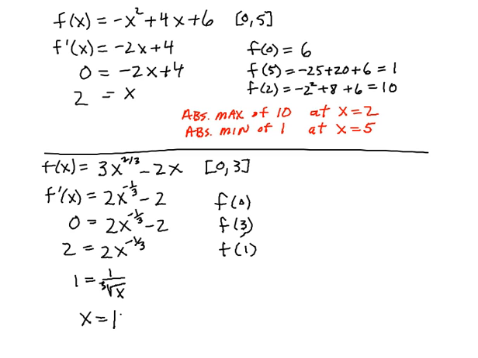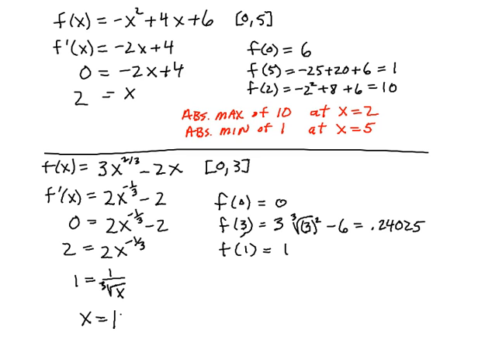So looking at my endpoints as I did before in the other example, and also making sure that I look at the functional value at 1, I will get f of 0 is 0, f of 3 is 3 cube root of 3 squared minus 6, and that turns out to be 0.24025, and then f of 1 is 1.